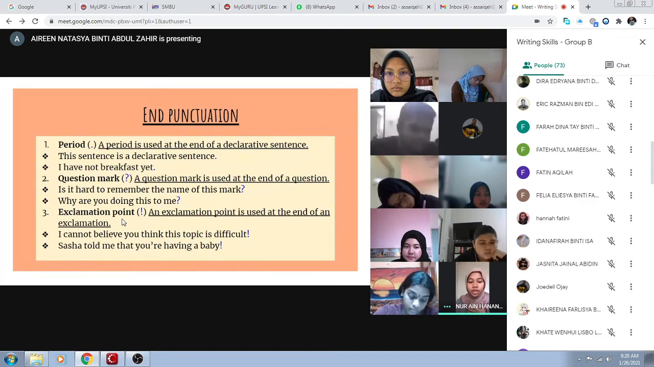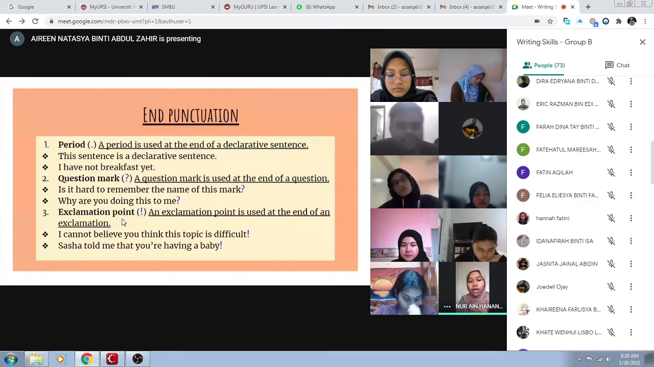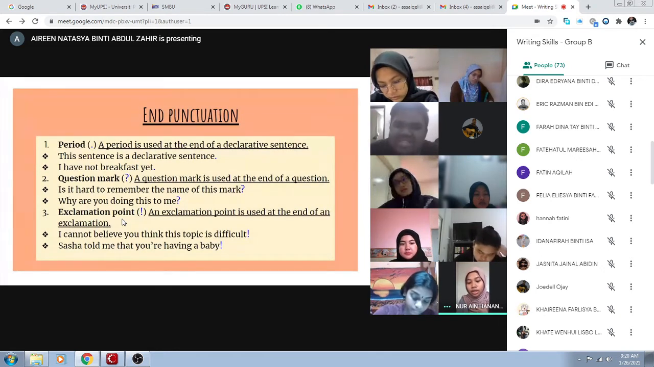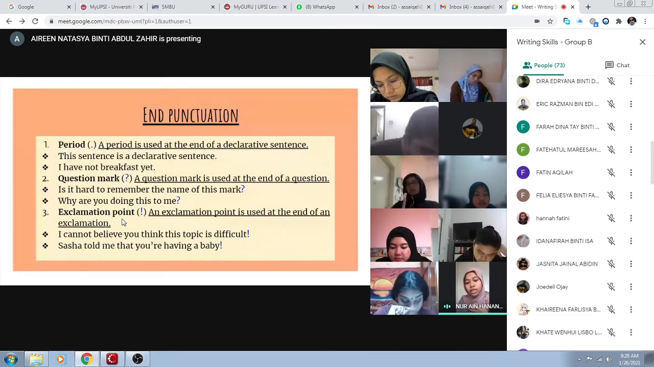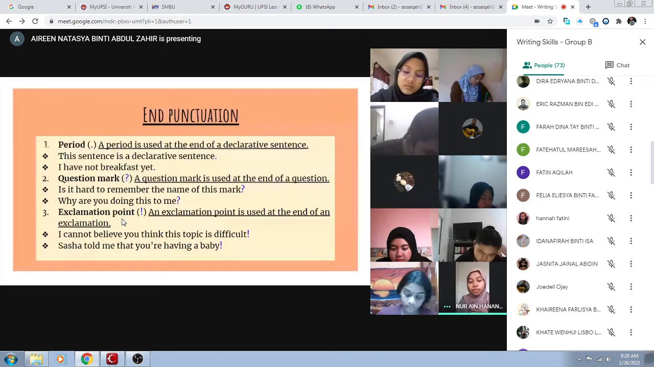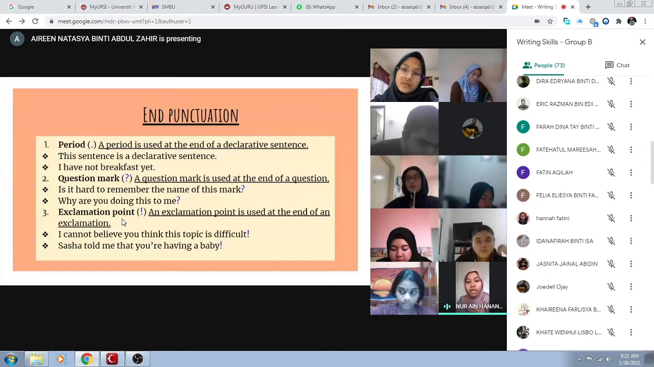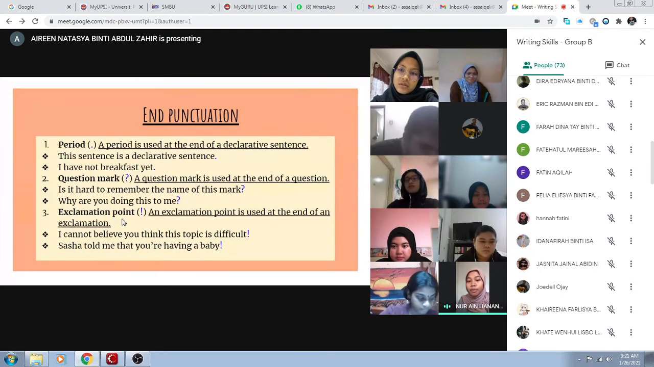The last one is exclamation point. An exclamation point is used at the end of an exclamation. It is less common than the other two marks. In fact, a piece of academic writing, whether the assignment is a paragraph or an essay, usually has no exclamation points. For example, I cannot believe you think this topic is difficult. Second example, Sasha told me that you're having a baby.